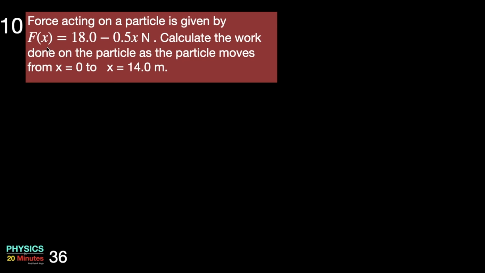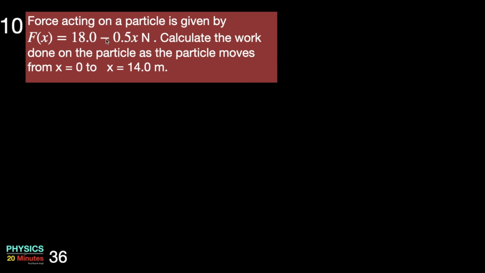Force acting on a particle is given by f of x is equal to 18.0 minus 0.5x Newton. Calculate the work done on the particle as the particle moves from x is equal to 0 to x is equal to 14.0 meter. That's right, this is a problem with a variable force. Force is not constant, it is changing with position. So remember this, that's why I am precisely keeping this problem here.